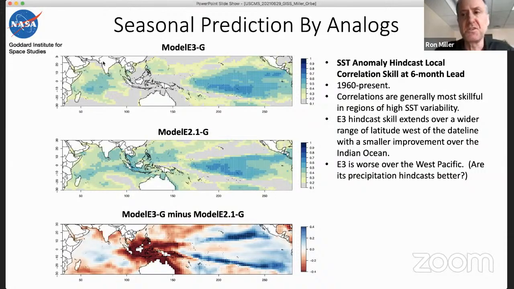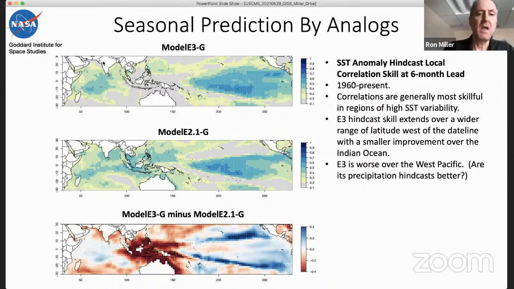Just in the interest of time, I'm not going to go into the differences between the models, but in general, this method seems to show the highest anomaly correlation skill at 6 months in regions of large SST variability, in particular those associated with ENSO. There's less skill over the tropical Pacific. It's possible that where SST variations are smaller, precipitation might lead to better forecasts, or hindcasts rather.